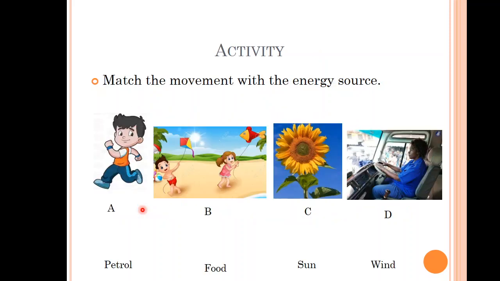Okay, it's time for the activity now, where you need to match the movement with the energy source. We can see here the movement and then the energy source. The energy sources are down here. You just need to match. A is what? We have petrol, food, sun, and then wind. You check the movement and then you identify the energy source of that movement. For this movement to happen, what is the energy source?